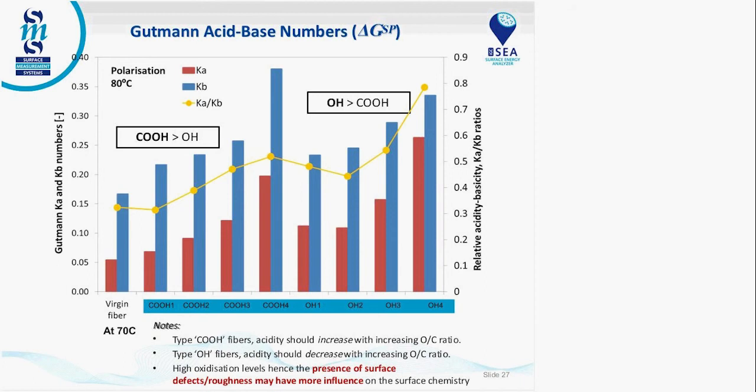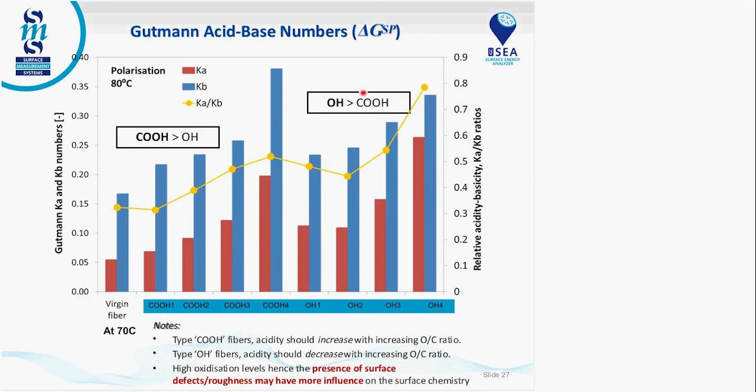I mentioned at the beginning, I won't go into the details of the Gutmann acid-base concept, but that allows us to get a Ka, which is an acid number, and a Kb, which is a base number. Now, in theory, if we do a carboxyl oxidation, we should see an increase in the acid number. And that's exactly what we see, this Ka number. We see an increase in the surface acidity as we oxidize it with carboxyl functionality.